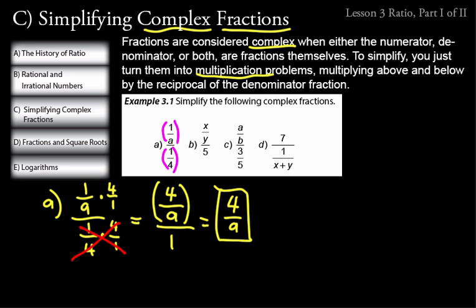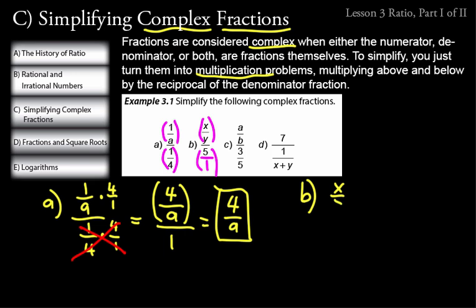B, we need to be careful with this. Look at it, it's x over y over 5. You see that between the y and the 5, the fraction bar is a little bit wider there. It's not much wider, but it is. And so we think of that as 5 over 1. So we're doing x over y over 5 over 1. That means we need to invert 5 over 1 and multiply above and below by 1 over 5.